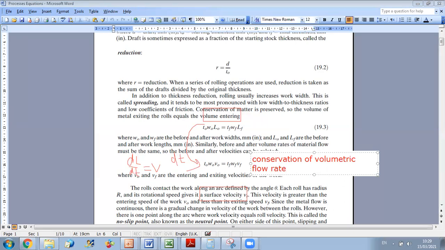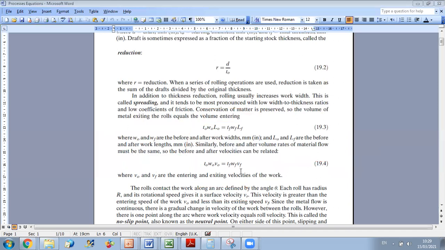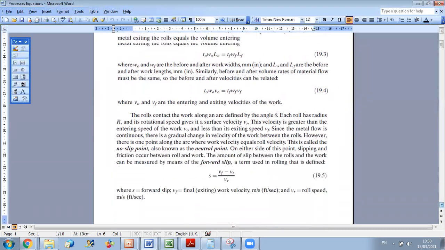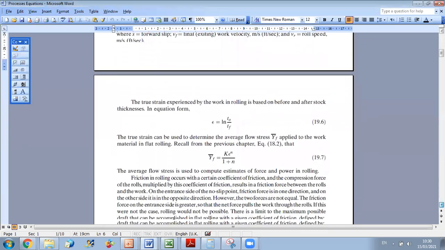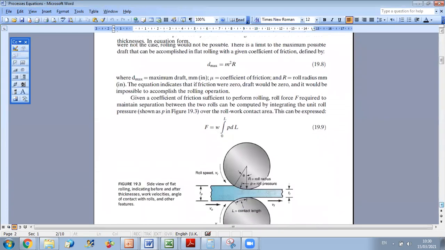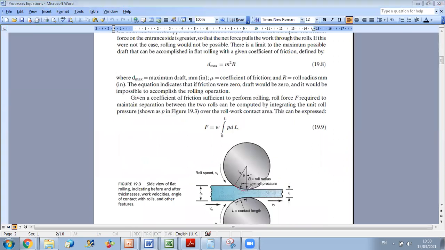Now, the rolls contact the work along an arc defined by the angle theta. So if we look at our figure here, the contact length between the rollers and the work is this arc of circle here. This is called the contact length.